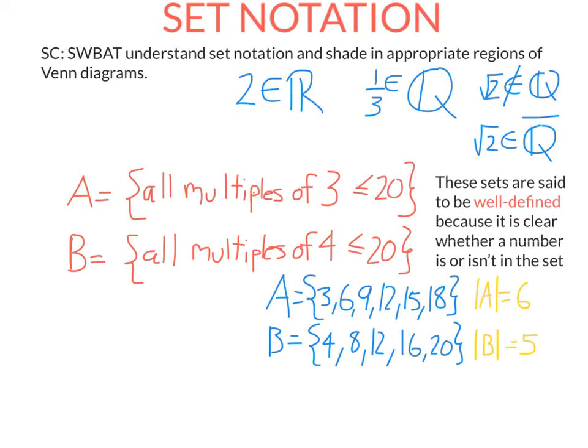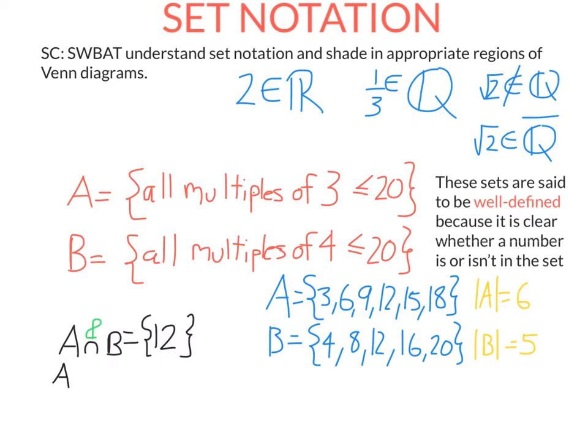So some more notation we need to go through that we've been introduced to in previous years and also previous lessons. So remember, A and B, that little n means and. That includes elements that are in both sets. So here, the set A and B includes the number 12. That's the only number that's in A and also in B.